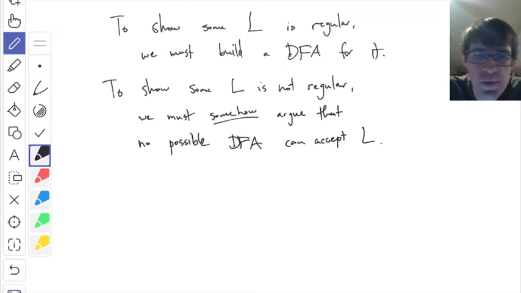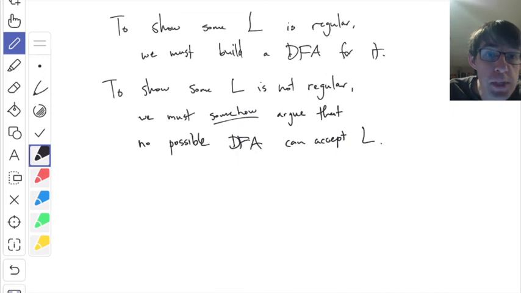If you want to show it is regular, all you have to do is draw the diagram of a DFA which accepts it. If you want to show it's not regular, you have to somehow logically explain why no possible diagram could ever have that as its language. That's not obvious at all how you would ever do that. Like I said, we are going to talk about techniques to do that, but that's kind of a big deal, which we're not going to get into right now.